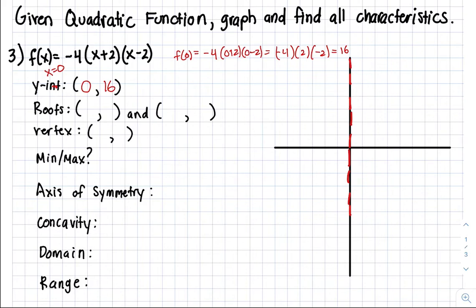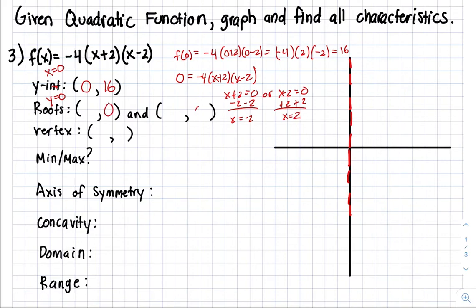Roots. You set your y equal to 0. So f of x is 0 now. Negative 4 times x plus 2 times x minus 2. One nice thing about factored form is it's already factored, so we can set both our linear factors equal to 0. We solve for both, and we'll find that x is equal to negative 2 or x is equal to 2. So remember, the y is 0 because we said y is equal to 0, and we found x was equal to negative 2 and x is equal to 2.